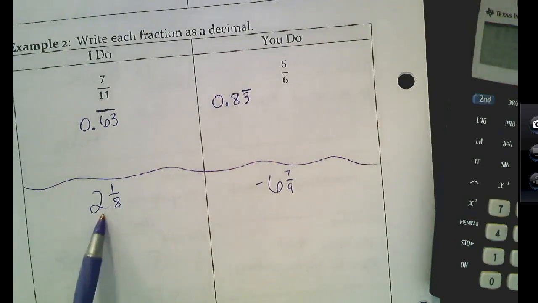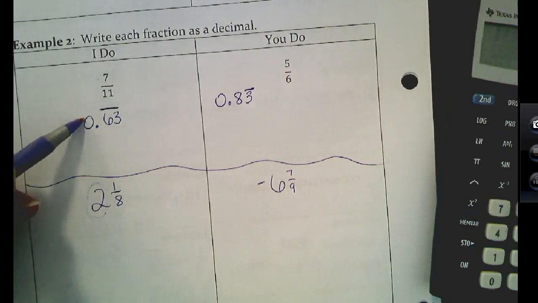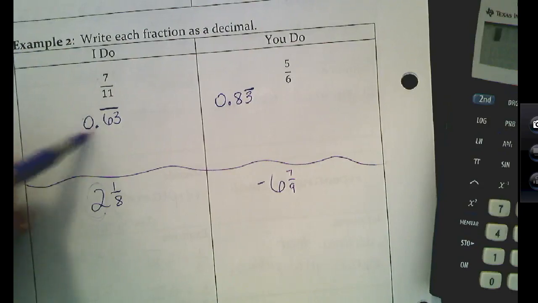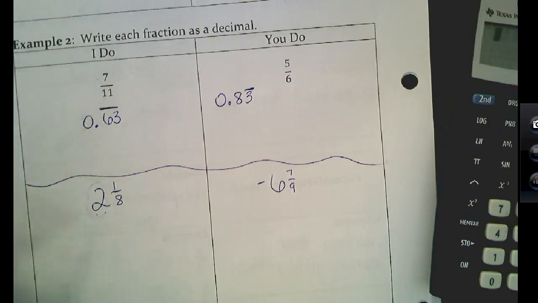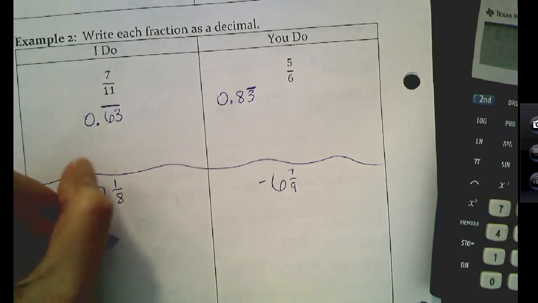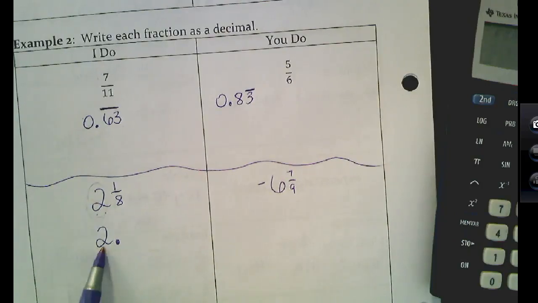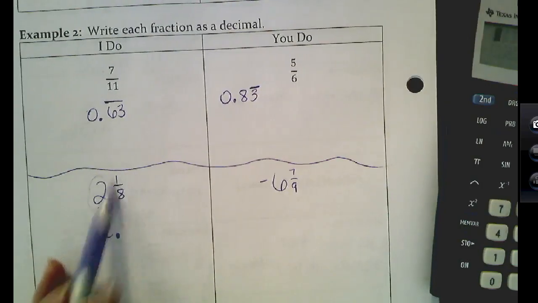When you have a whole number, essentially what's going to happen is this whole number 2 is going to go in place of that 0. So here we had a 0 because we didn't ever have a whole number. But down here, because of this whole number, I'm going to go ahead and write the 2 because my whole number is a 2. Then I'm going to write my decimal point. So I'm writing my 2. I'm writing my decimal point. And then now I'm going to deal with my fraction.